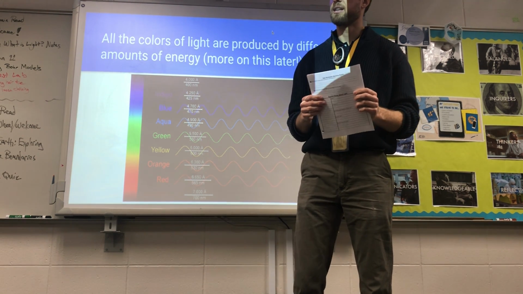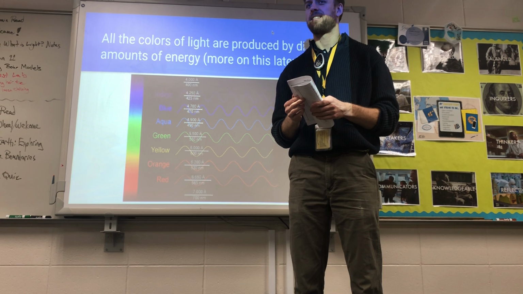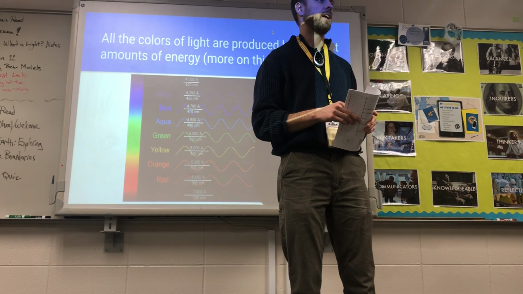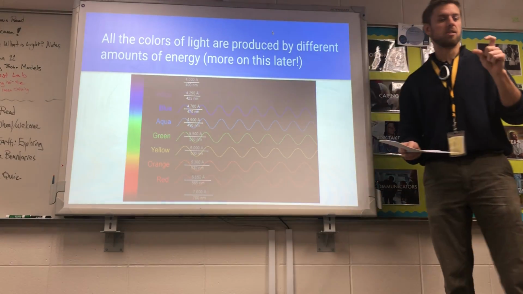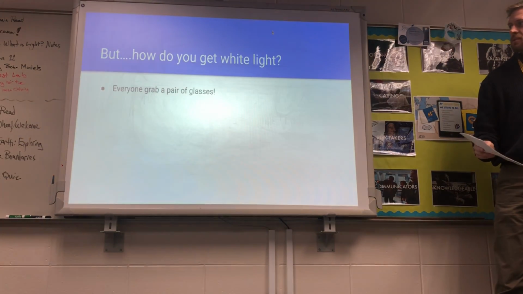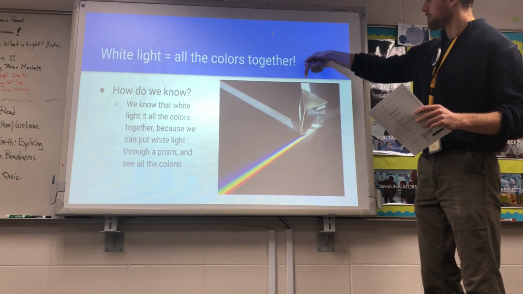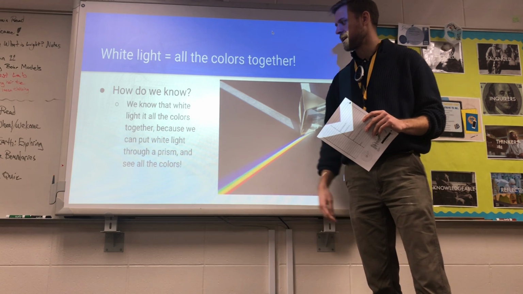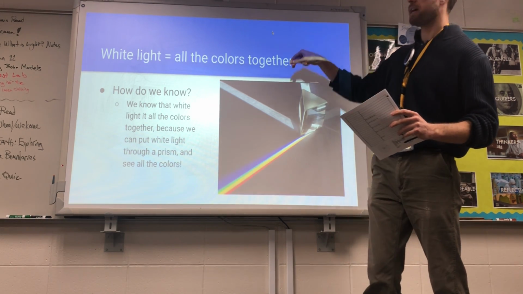How do we know that white light is all the colors mixed together? Can you think of one little tool that's often made of glass? A prism. Have you heard of a prism? It's a little glass. They can be different shapes, but they're like a little glass prism. We get white light coming in, and then boom, the rainbow comes out the other side. You can do the opposite too. You can take a rainbow, shine it into a prism, and you get white light out.